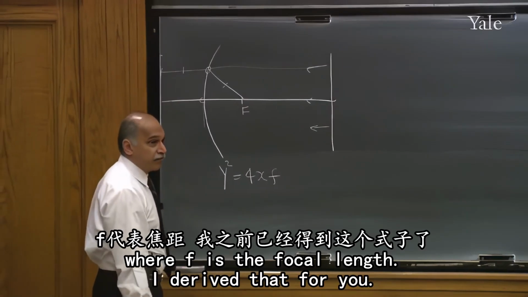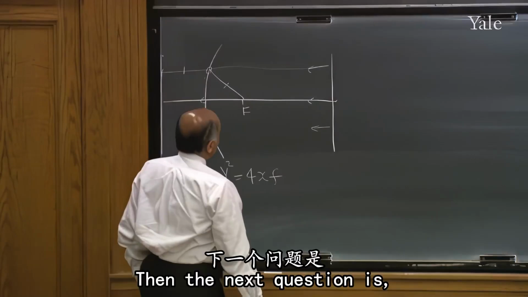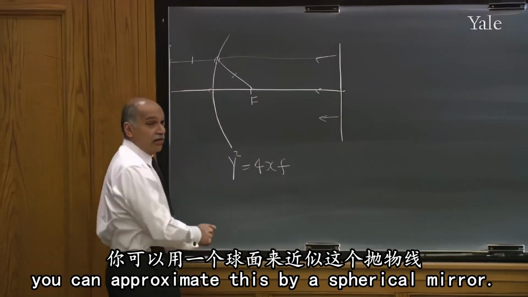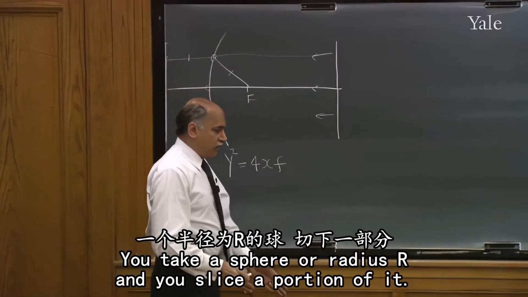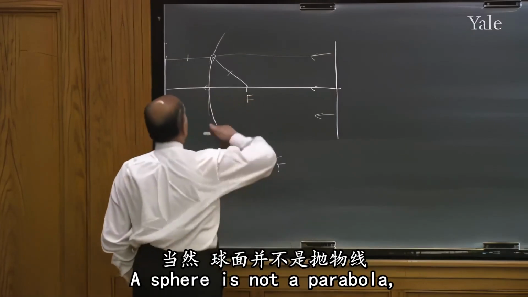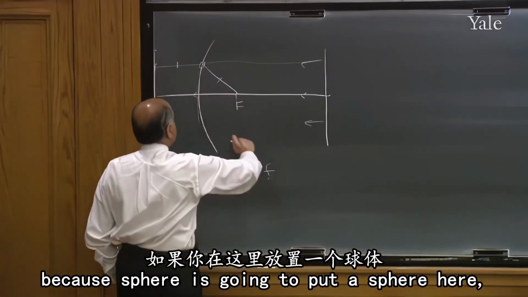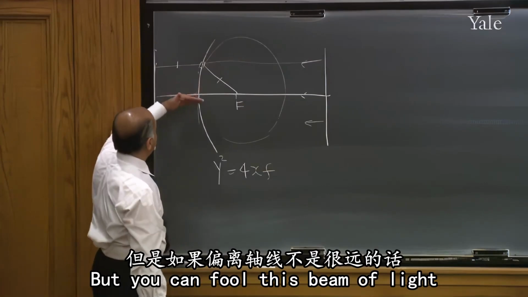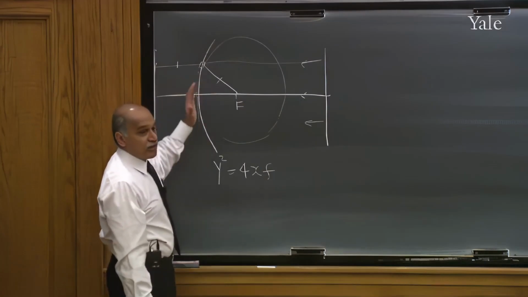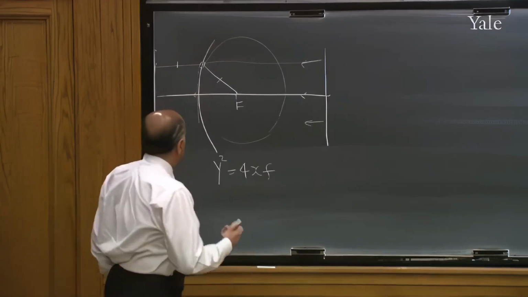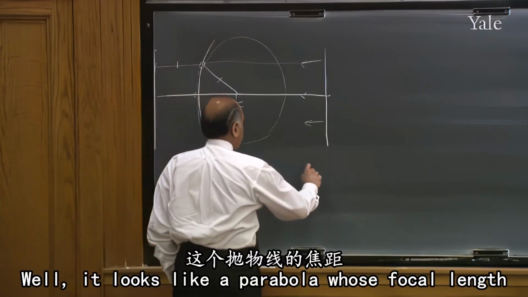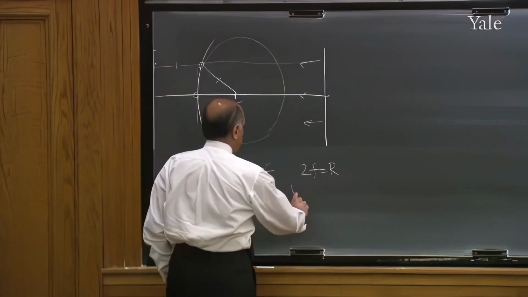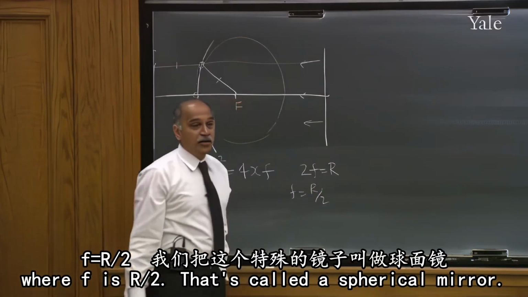I derived that for you. Then the next question is, it's not enough to have that. I told you that if you want, you can approximate this by a spherical mirror. You take a sphere of radius r, and you slice a portion of it. But a sphere is not a parabola, because a sphere is going to start deviating from the parabola. But you can fool this beam of light if you don't go too far from the axis. In that region, it coincides with the parabola. And you say, how big a parabola? Well, it looks like a parabola whose focal length is related to the radius of that sphere in this fashion, or f is r over 2. That's called a spherical mirror.